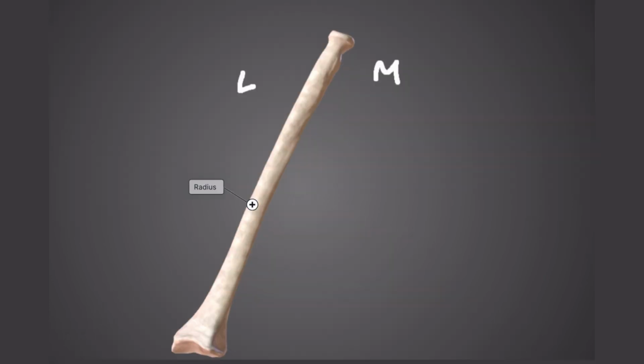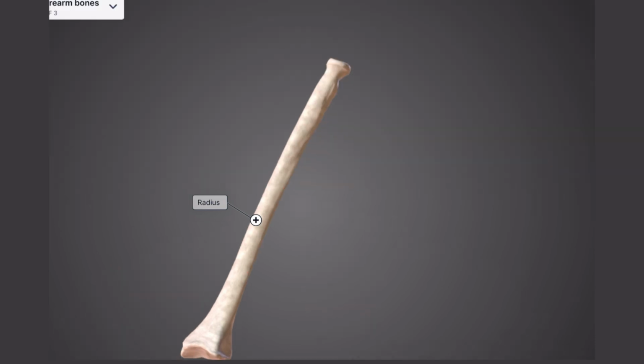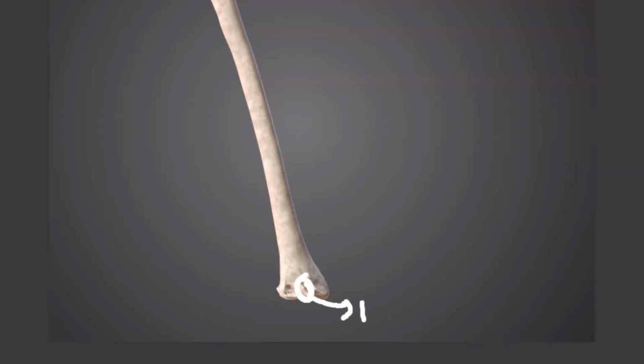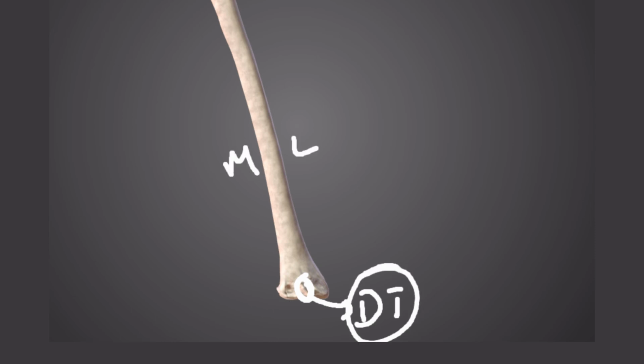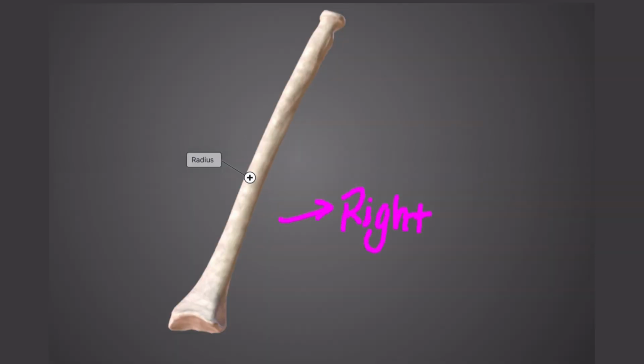Point number 2, the shaft has a very sharp border located on its medial side. Point number 3, the lower end consists of a styloid process on the lateral side, and posteriorly it has a dorsal tubercle of Lister, a very prominent tubercle. This is the radius of the right side.